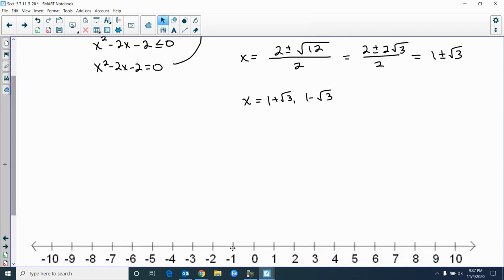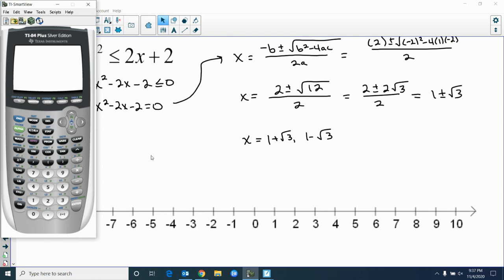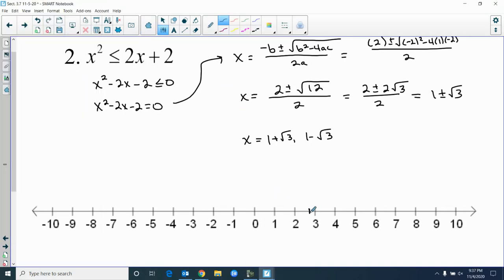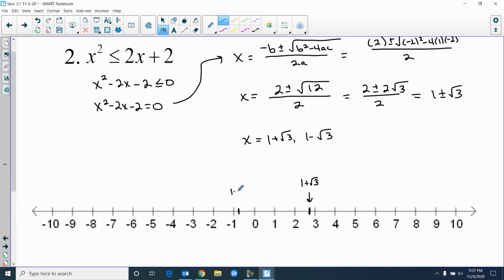Well, we're used to having whole numbers or fractions. Those are still equal to 0. They're real numbers, and we've got to account for them. So if I go to my calculator and I say 1 plus the square root of 3, I get 2.7. So 2.7 is right about there. That is 1 plus square root of 3. And then the other one is 1 minus square root of 3, and I get negative 0.73. So it's going to be 1 minus square root of 3.